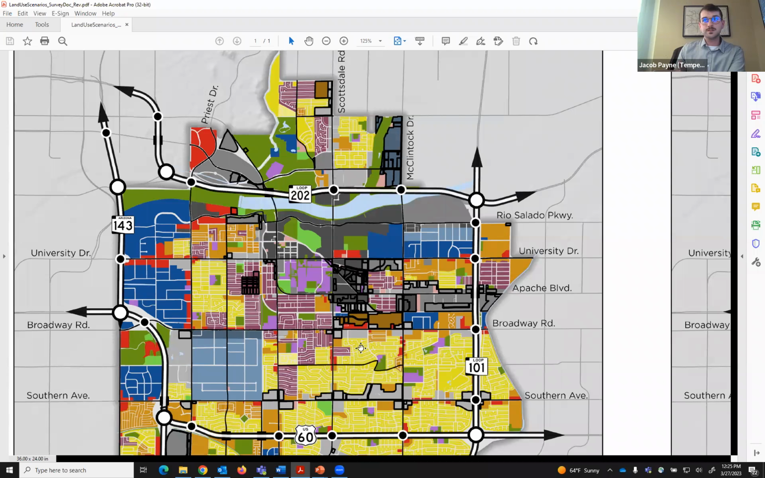So this scenario 2 has more increased density and additional mixed use areas that might be a little bit further away from transit corridors than were proposed in scenario 1, and additional mixed use along some of the major arterials, like you can see over here on Southern.